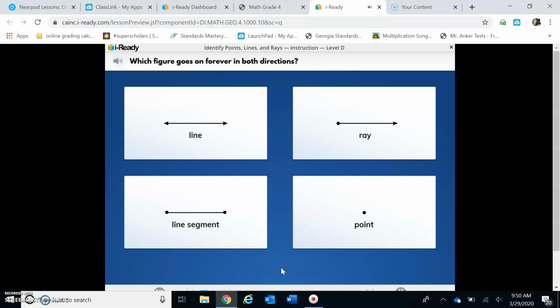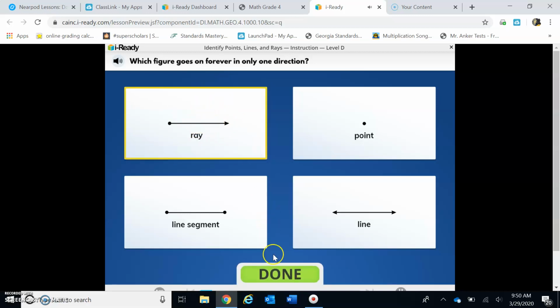Yay! Which figure goes on forever in only one direction? Okay, let's do a process of elimination. This is a ray. It has a point on one end, then it has an arrow on the other end, which means it's going to stop right here. But on the right side, this line is going to continue to go on and on and on forever. So I know that they're asking me to find the ray.